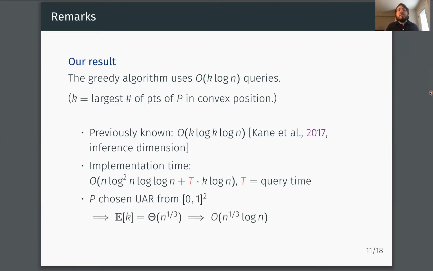It's also known that if you choose a set of points uniformly at random from the unit square, in other words, here k is a random variable, then the expected number of points in convex position is theta of n to the 1/3. So this implies immediately that for any convex body, if points are chosen uniformly at random from the unit square, the number of queries you need to make in expectation is sublinear in n, roughly n to the 1/3 log n.